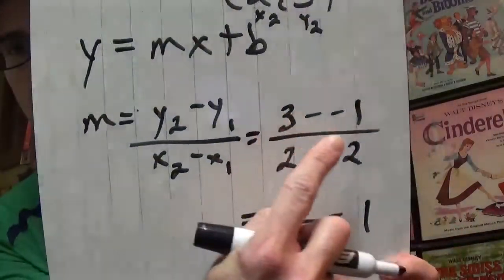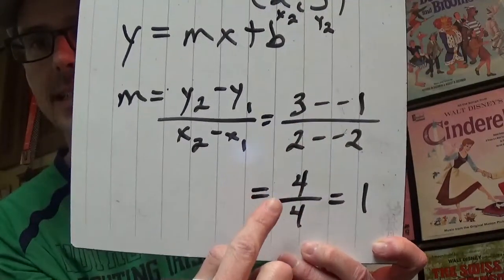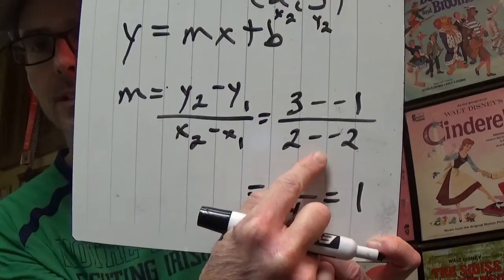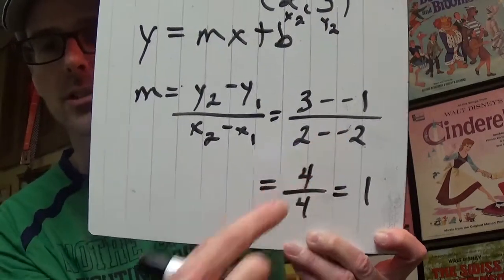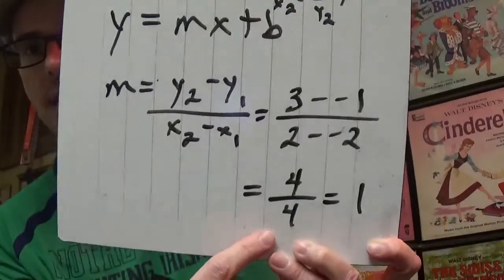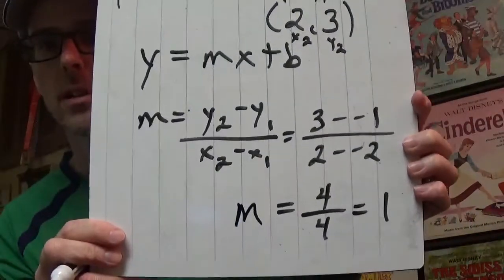I got 3 minus negative 1. 2 negatives together become a positive, so that's positive 4. Same deal down here. Subtracting a negative, that's the same thing as adding a positive. 2 plus 2, easiest question of the day. That's 4. 4 over 4, we know, is 1. So, oh my gosh, we got the slope.